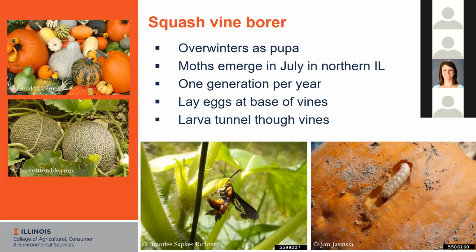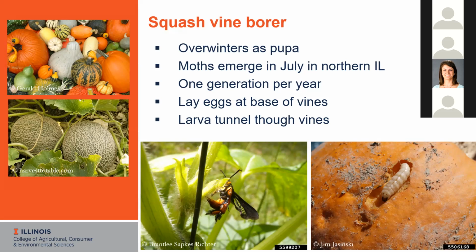So the squash vine borer overwinters as a pupa, and the moths actually don't emerge in northern Illinois till about July. They emerge much earlier in southern Illinois, but you would expect to see them in July in northern Illinois. The moths then will lay their eggs at the base of the vines, and the larvae tunnel within the vines. And this will cause those vines to wilt.